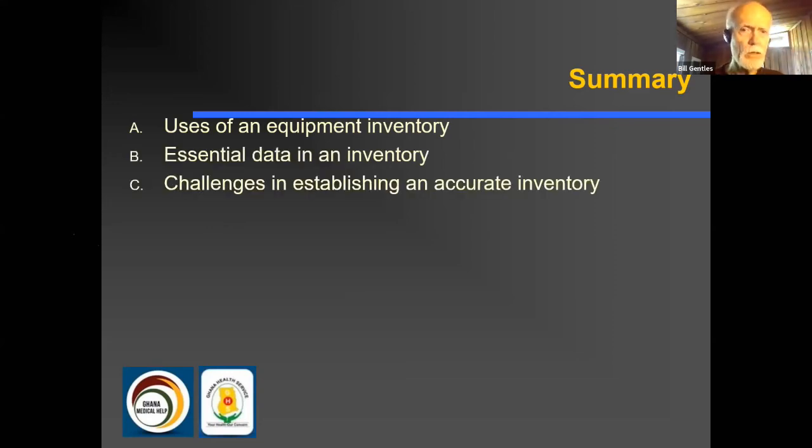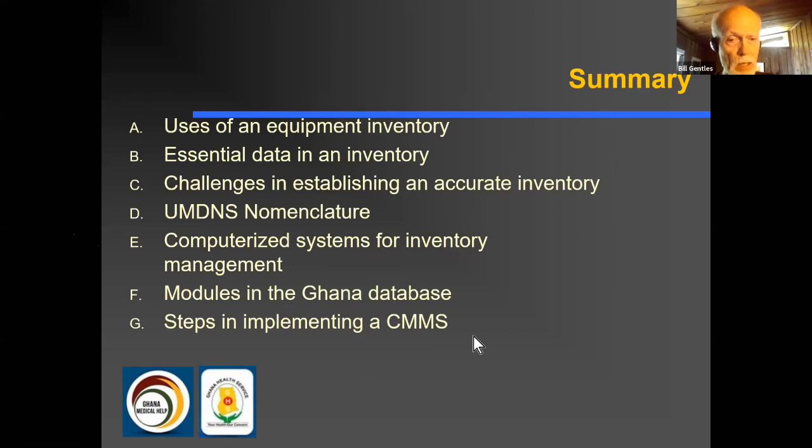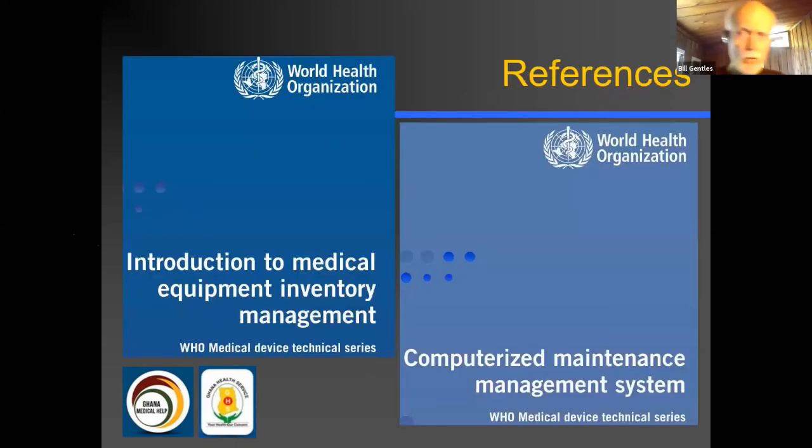We've talked about the uses of an inventory, essential data in inventory, challenges in establishing an accurate inventory, described UMDNS nomenclature, computerized systems for inventory management, modules in the Ghana database, and steps in implementing a CMMS. And then these are the two references we've used in this presentation. The World Health Organization has many useful documents, but two of them are an introduction to medical equipment inventory management and computerized maintenance management systems. These are free documents available on the WHO website, who.int, and look for the medical devices program under the WHO list of programs, and you'll find all of their publications. They have a number of very useful publications.